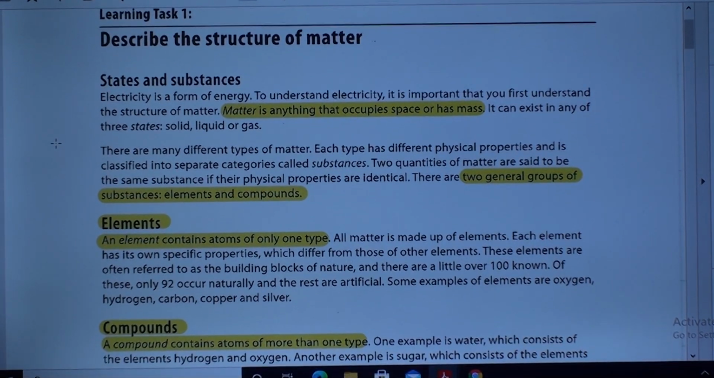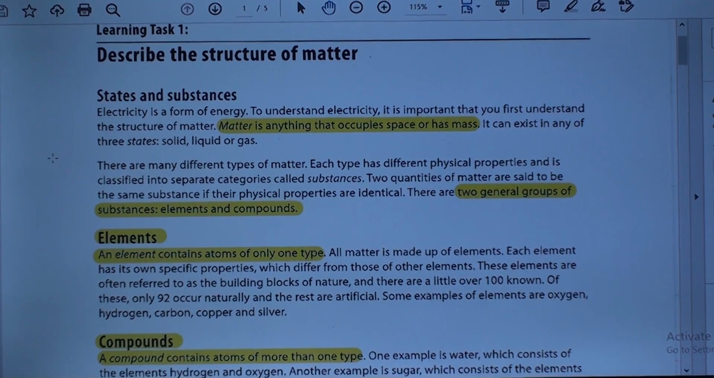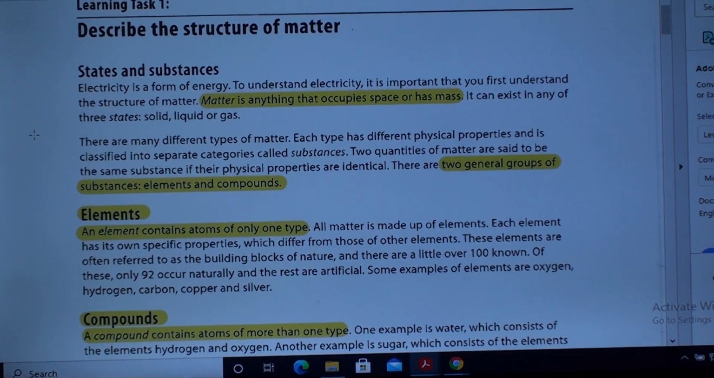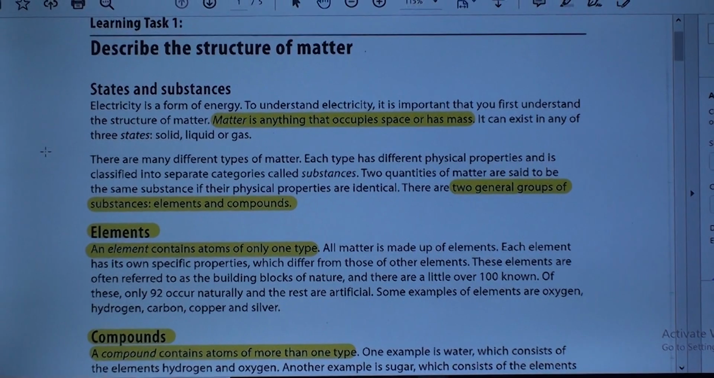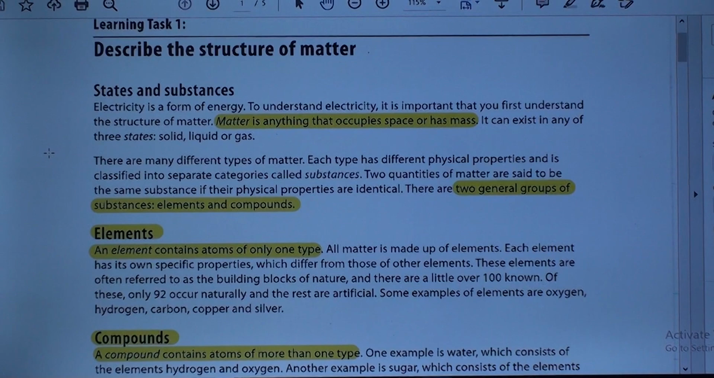Okay? So when we take a look at matter, it's comprised of substances, and there's two general groups of substances. There's elements and there's compounds. Okay? An element contains atoms of only one type.